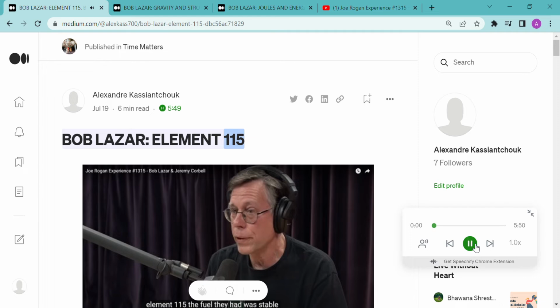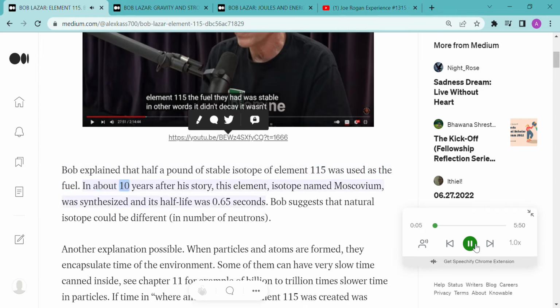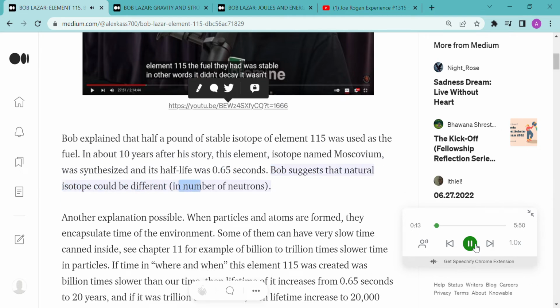Bob explained that half a pound of stable isotope of element 115 was used as the fuel. About 10 years after his story, this element, an isotope named moscovium, was synthesized and its half-life was 0.65 seconds. Bob suggests that the natural isotope could be different in number of neutrons.